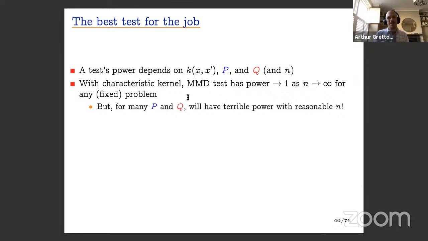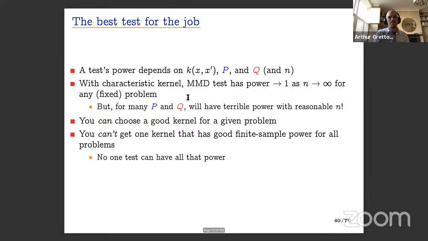As I see more samples, I'm not going to mistakenly think that P and Q are the same. However, it may be that for the n that I've seen, the number of data that the world has given me, I might still end up having very poor power if I choose a bad kernel, even if the kernel is characteristic. The limit of infinite data is a very distant limit in some cases. Even with a characteristic kernel, I might need massive amounts of data before I notice that the MMD between P and Q is different from 0. It is different from 0, but in practice, it might be more data than the world has given me.